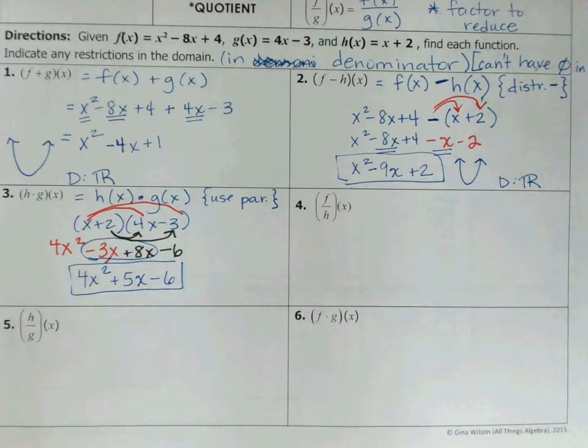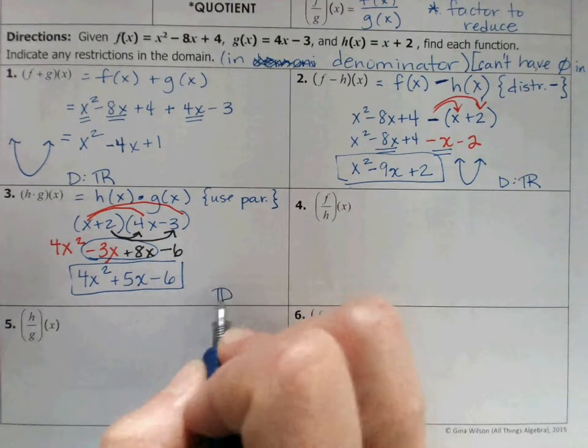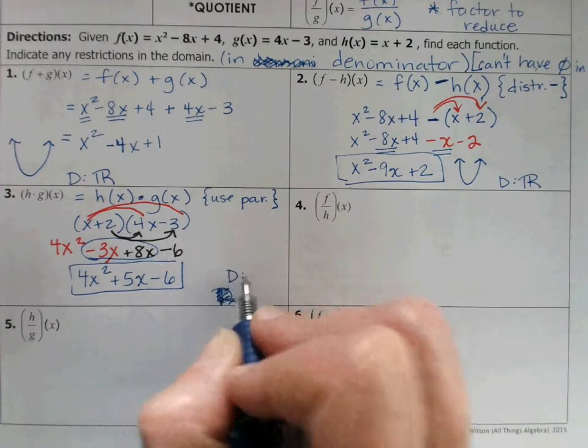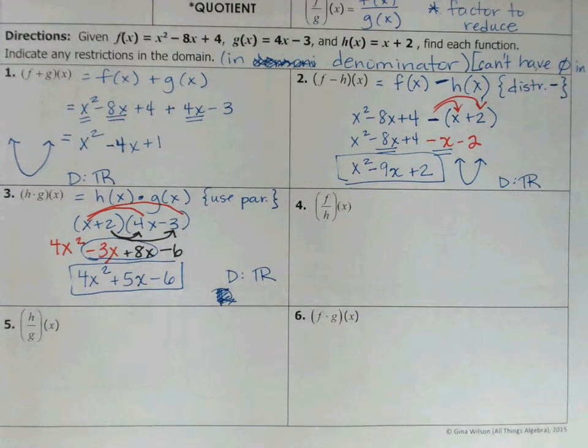What is the shape of that function? Quadratic. It's another parabola, right? It's an x squared. So what is my domain for this one? Domain, all reals. Perfect.